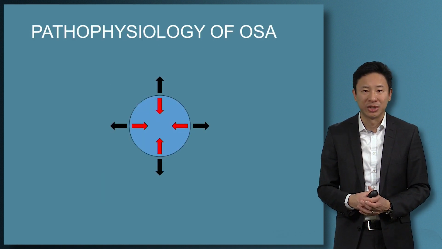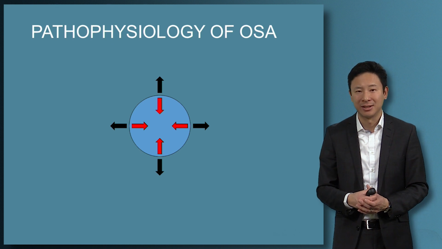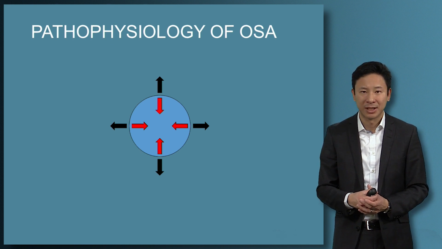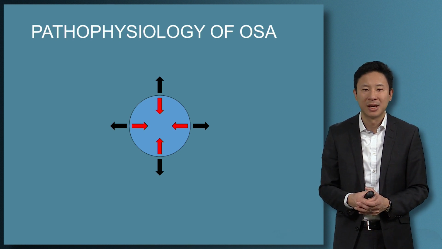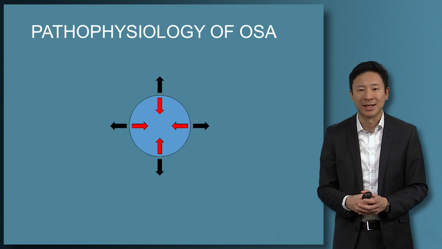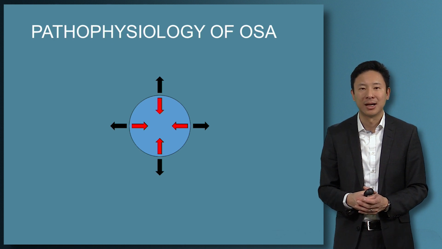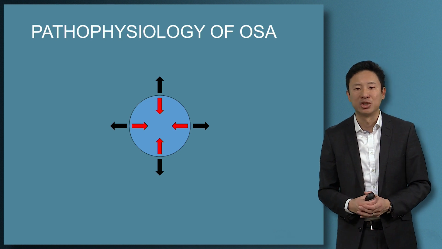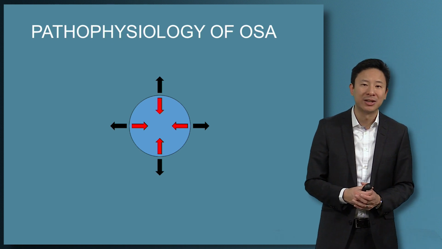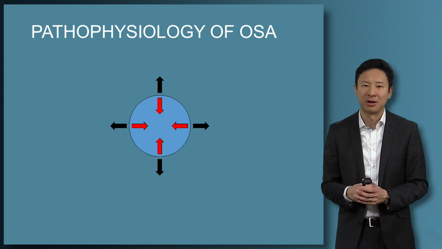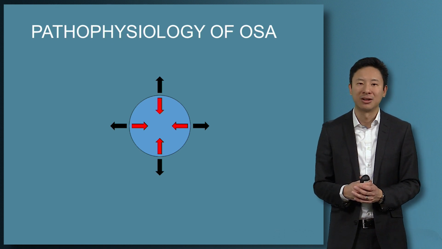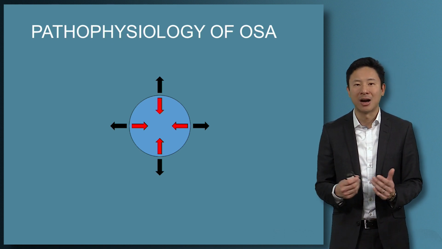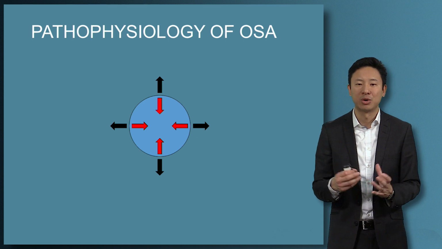The pathophysiology of sleep apnea we discussed in our large group lecture. But essentially, just to summarize that, it comes down to a balance of forces. If we think of the upper airway as a tubular structure, and we look at it in cross-section, the patency of this tubular structure is dependent on the balance of forces. There are inward forces, which would tend to cause airway collapse, and there are outward forces, which tend to promote airway patency.